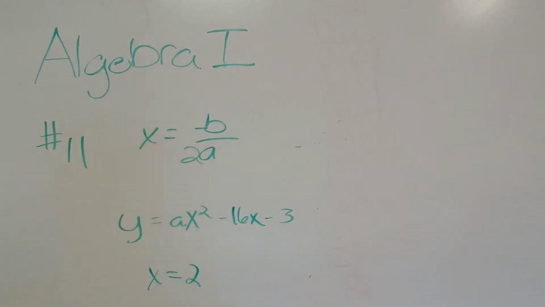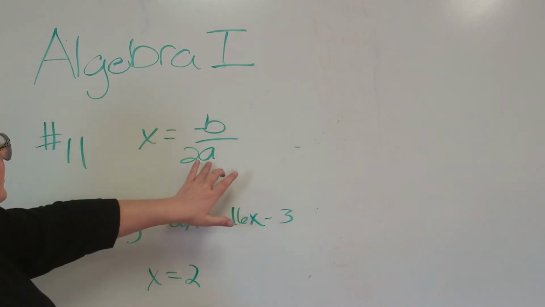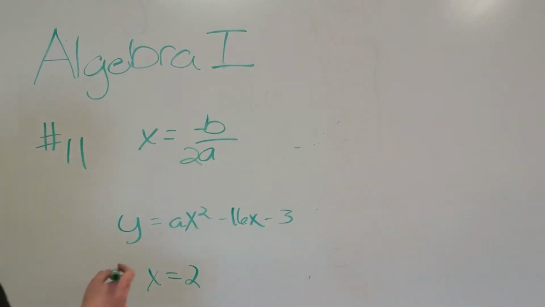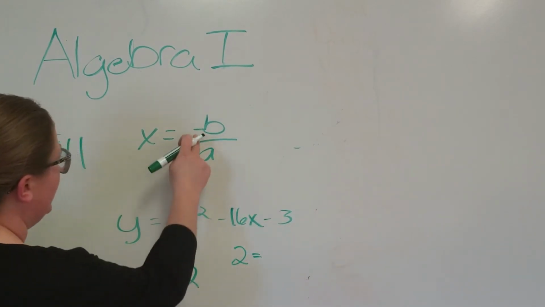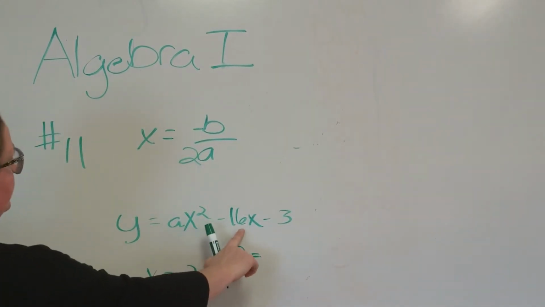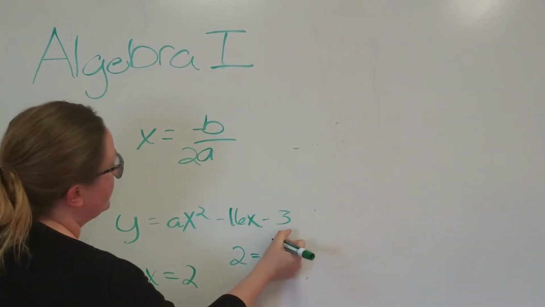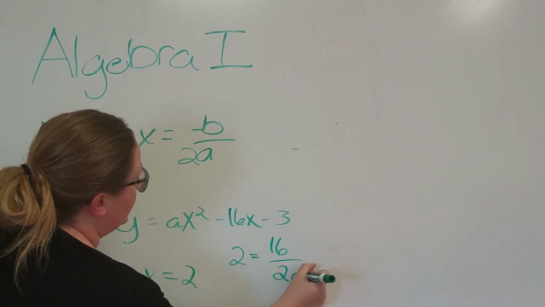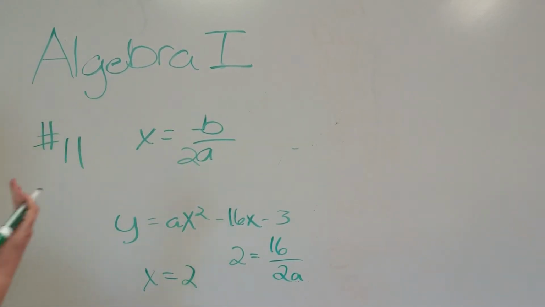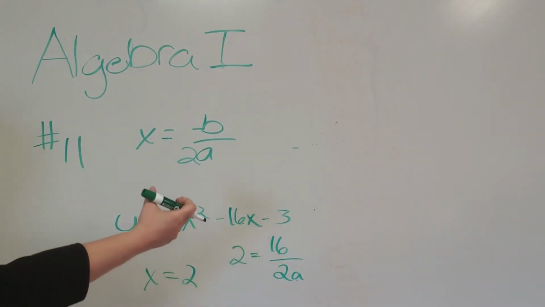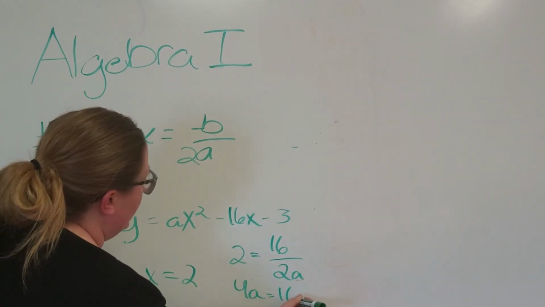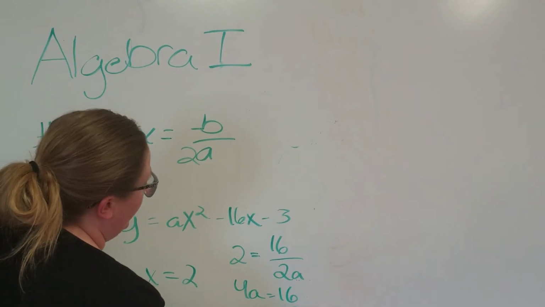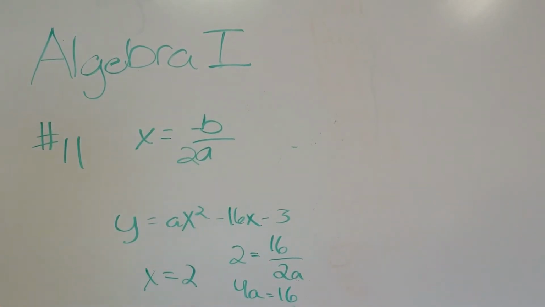So they give us x. We know x. We know b, but we're looking for a. All right? So x is 2, so the equation would look like this. 2 equals, b is, in this case, negative 16, so negative b is a positive 16 over 2a. So we're going to solve for a. When your variable is on the bottom of a fraction, you move the denominator over here and multiply, so it'd be 2 times 2 is 4a equals 16, and then a would equal 16 divided by 4, which is going to be 4. So a in this equation is equal to 4.